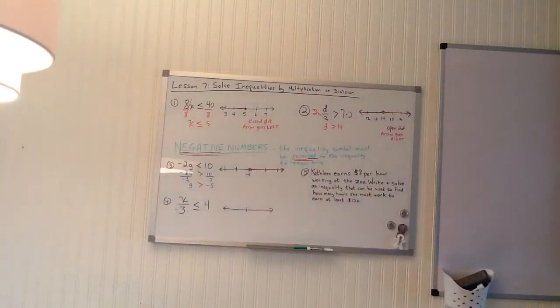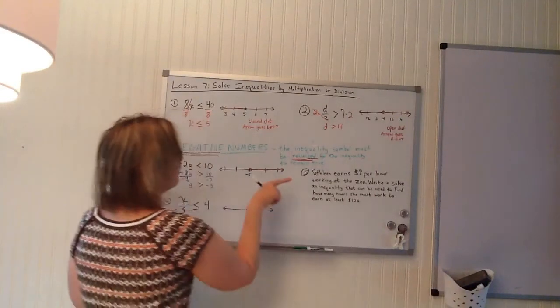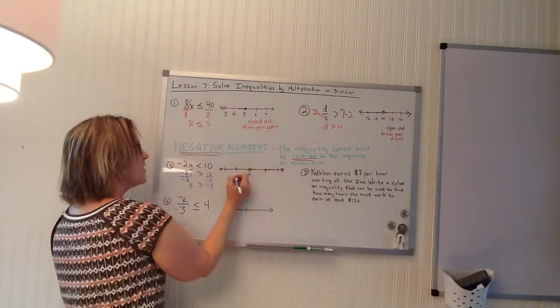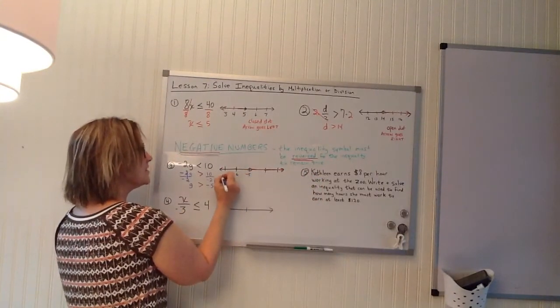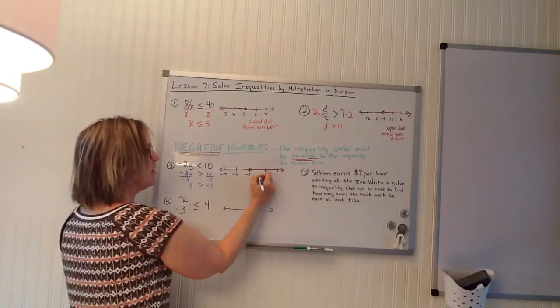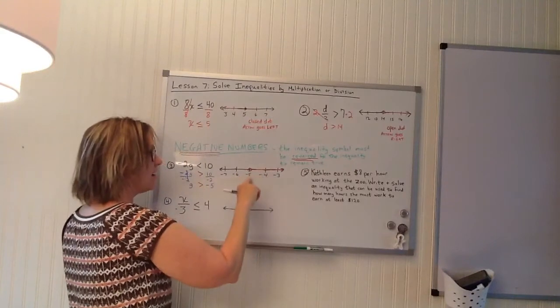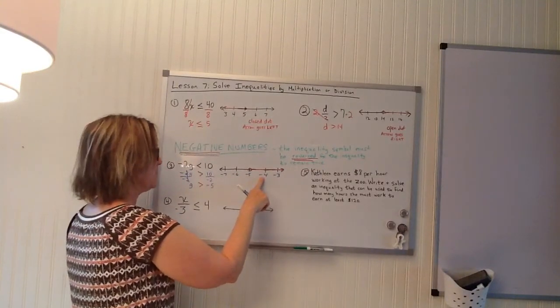Okay. So remember, 0 would be way over here. So when we're counting negatives this way, this would be negative 6, negative 7. On the other side is negative 4, negative 3. So they actually are getting greater, right?